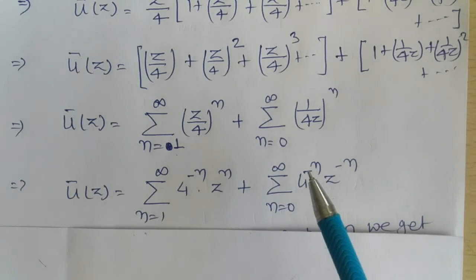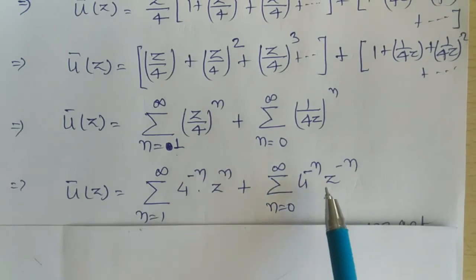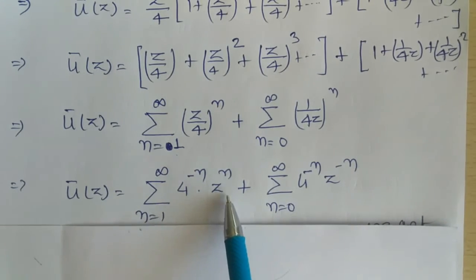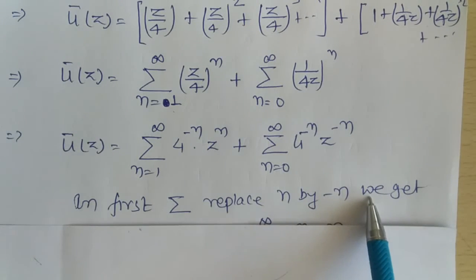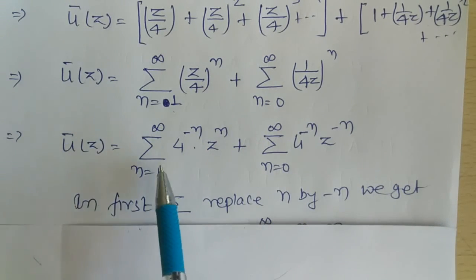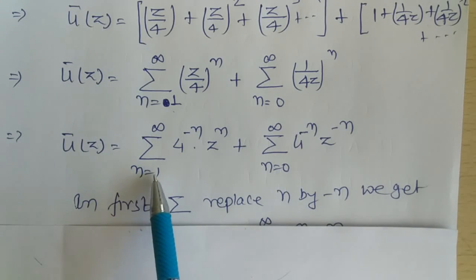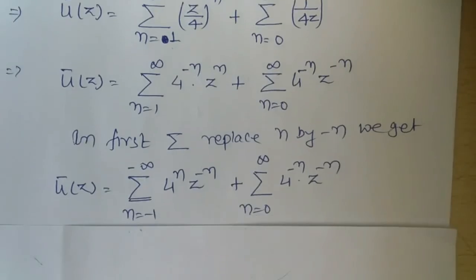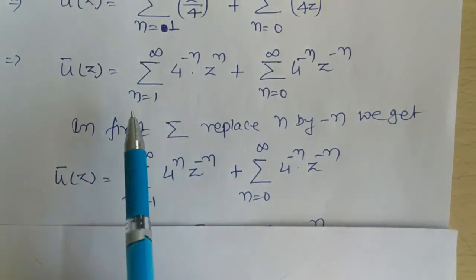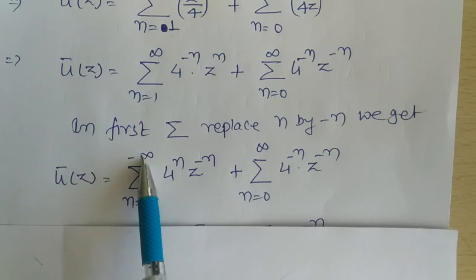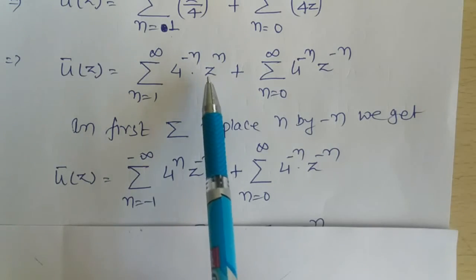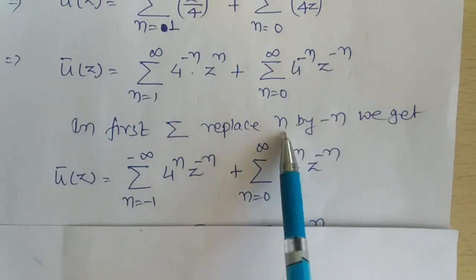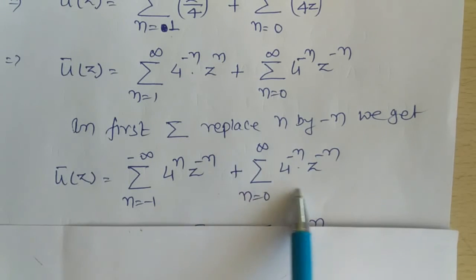Now as we know un is the coefficient of z power minus n. This is z power minus n, but this is z power plus n. So in this first summation we replace n by minus n. Then in the first summation, replacing n by minus n, we get u bar z, these all terms become negative, so n goes from -1 to minus infinite, because all n become negative n. So we have n from -1 to minus infinite. 4 power plus n, because n is minus n, then we have 4 power n into z power minus n, for n replaced by minus n, and this we write as it is.